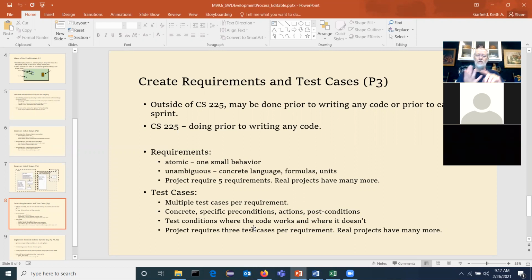So we want one small thing, atomic behavior, and then unambiguous, testable behavior. And then the other thing that students sometimes have trouble with is this notion of how could I cheat the requirement? That's a really good question to ask. How can I cheat the requirement?